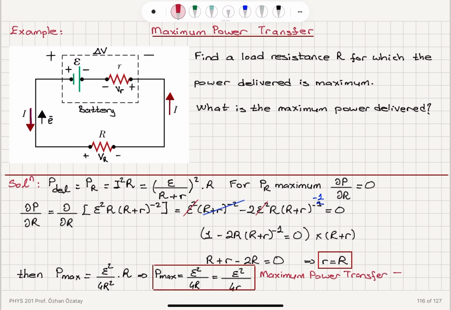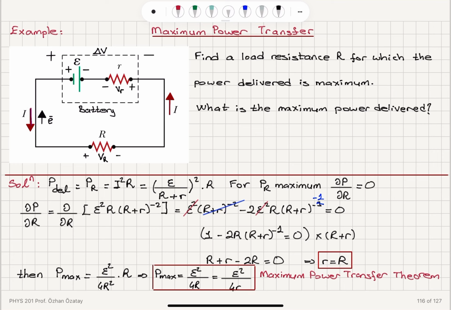So this is in general true when you consider any circuit that has an equivalent resistance r. The load that will be connected to the circuit should have exactly the same resistance for maximum power transfer to occur. Okay, so what have we done here?